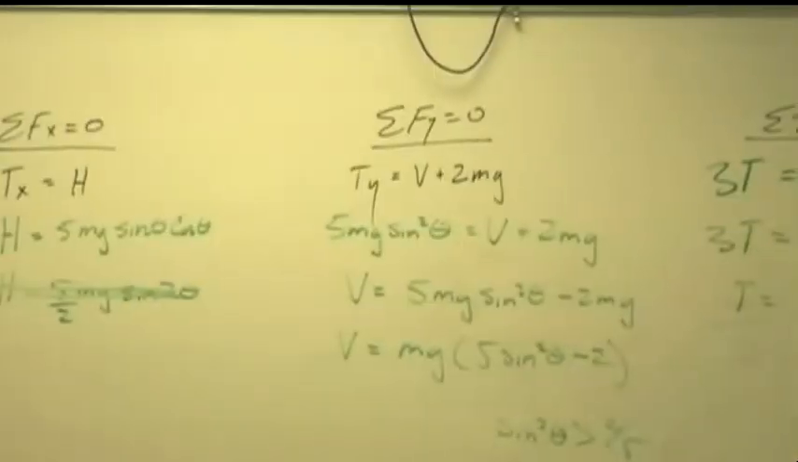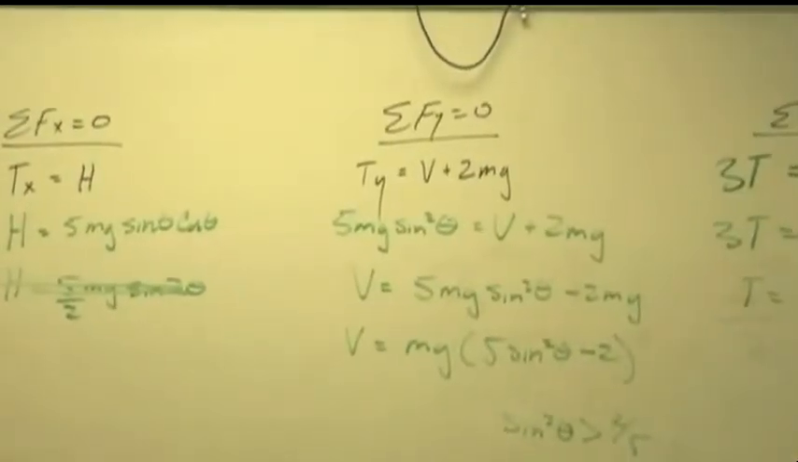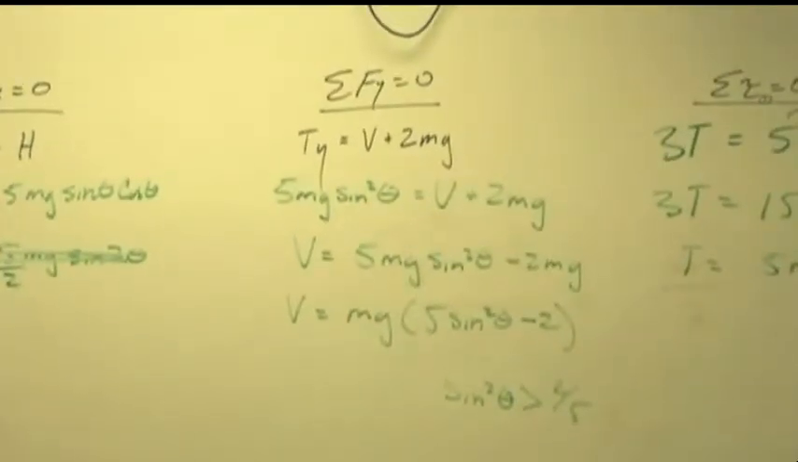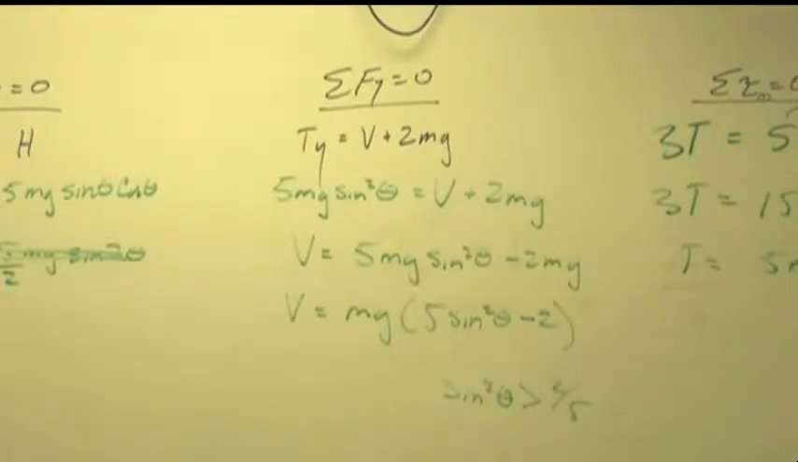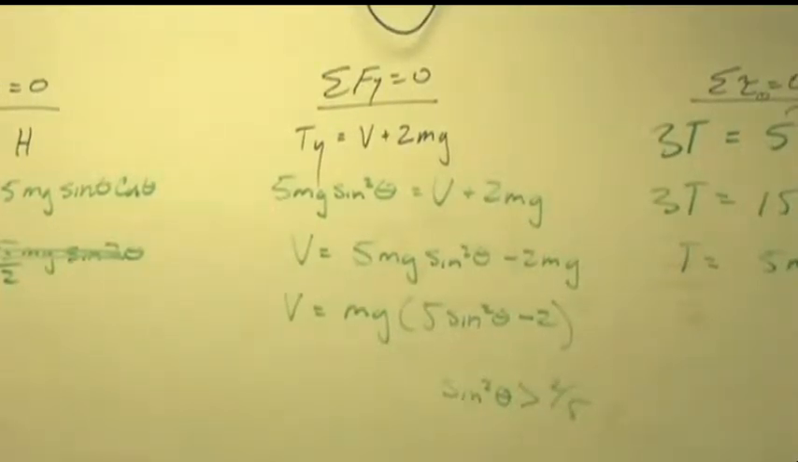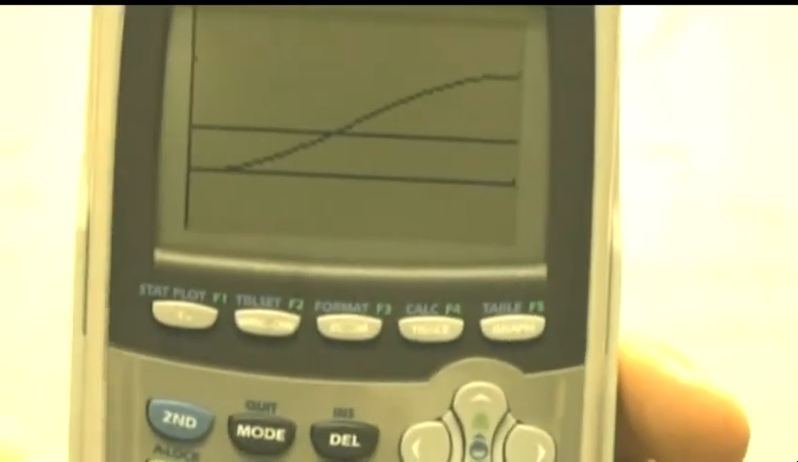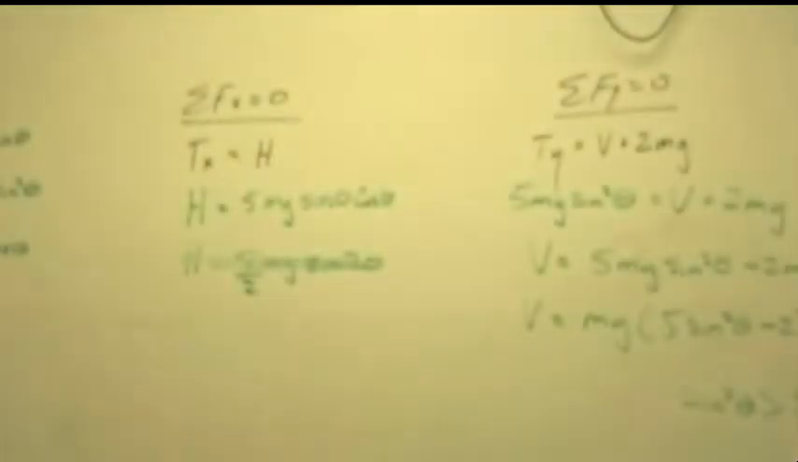When you graph that, make your window for x, which is going to be our angle, between 0 and 90 degrees. We want to do things in degrees. So then it will look like this. We could find an intersection.